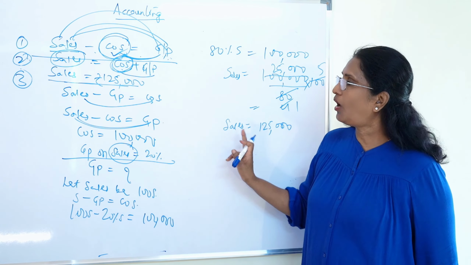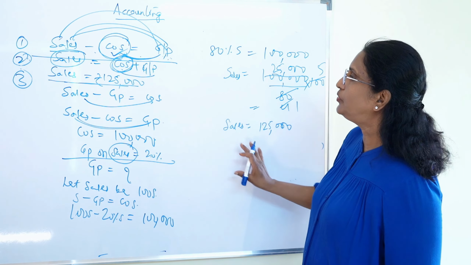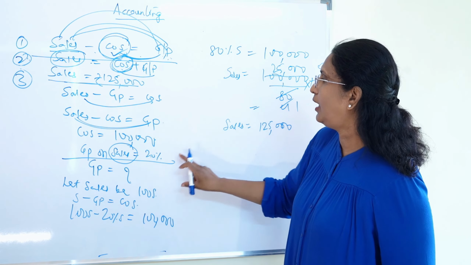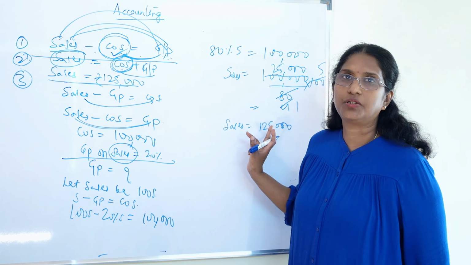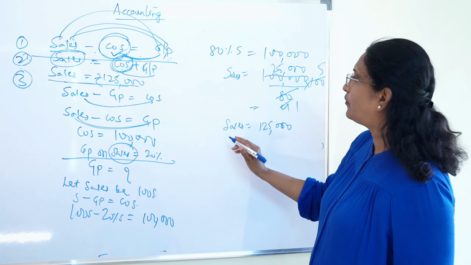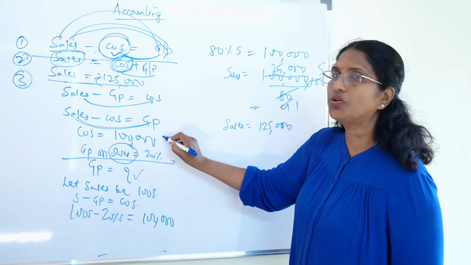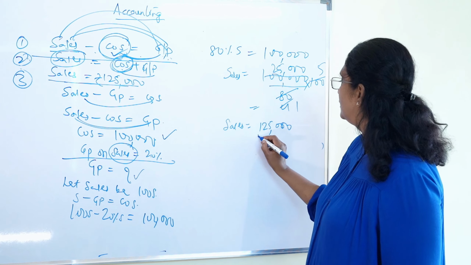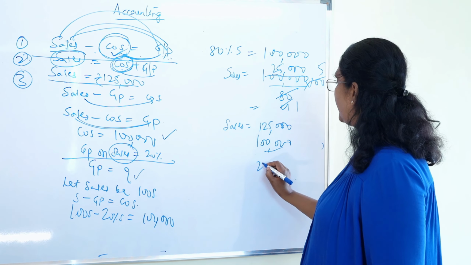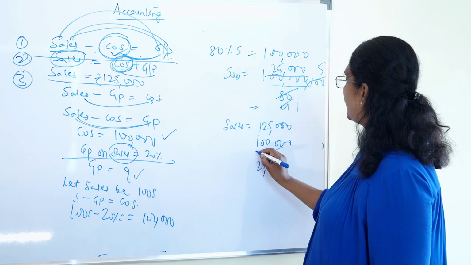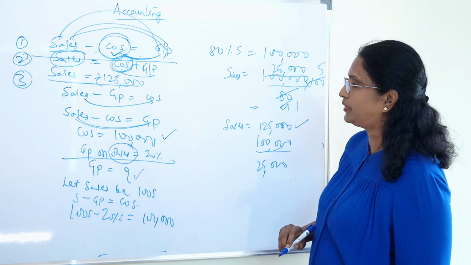Clear? So from the three equations, I have tried to tell you how you can use the same equation and calculate the missing part of the question. Now very easily you can find out your gross profit. You know your cost, which is 100,000. And what is your profit now? 25,000. And what is your sales? Sales you got as 125,000.